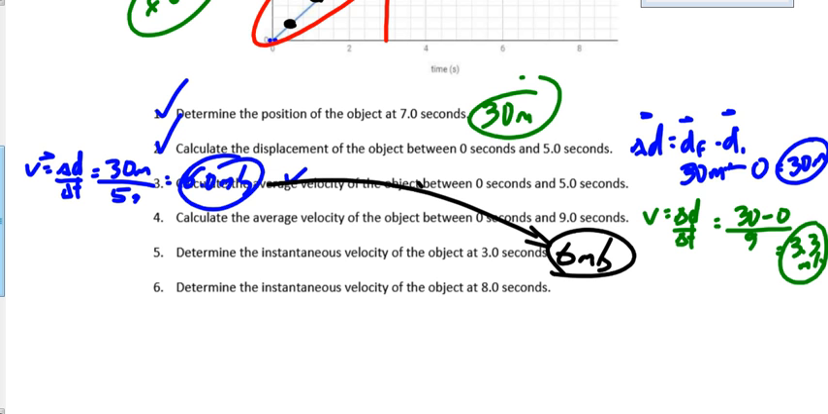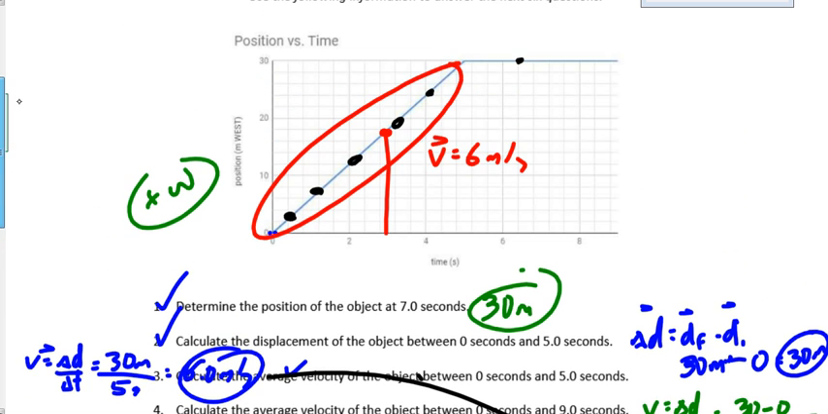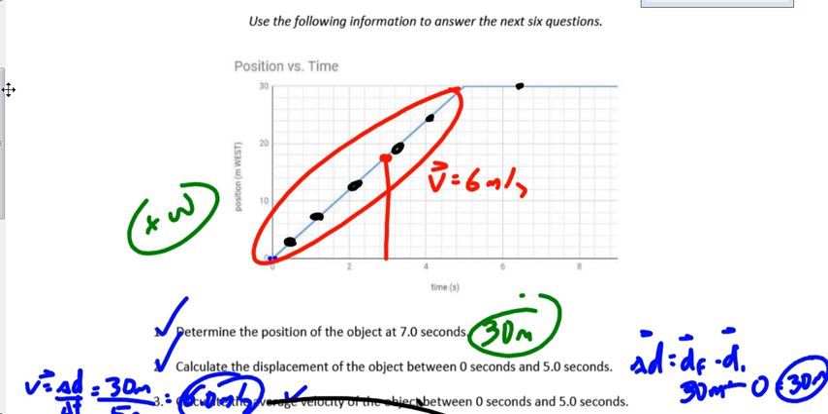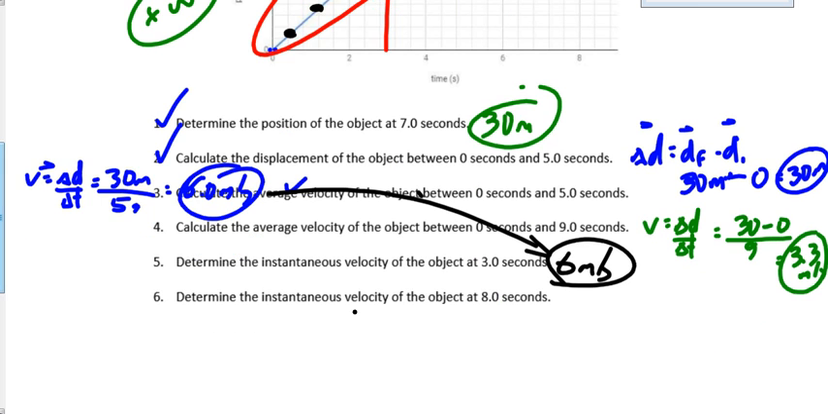And finally, 6, determine the instantaneous velocity at 8 seconds. At 8 seconds, it's a different straight line. This straight line represents an object that is now stopped. What's the average velocity in that interval? Well, what's the instantaneous velocity anywhere along that interval? Here. What is it here? Here. It's 0 everywhere there, right? So the instantaneous velocity there is going to be 0 meters per second.